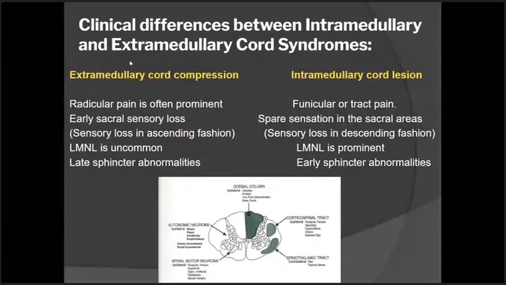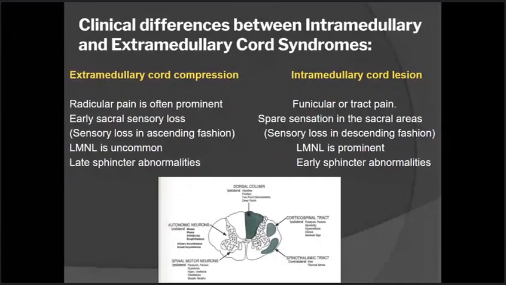If the lesion is extramedullary, it will compress the corticospinal tract before compressing the anterior horn, because the anterior horn is more inner, more central. So upper motor neuron signs appear before lower motor neuron signs. The sphincter is usually in what we call the intermediate horn. If the lesion is from within, intramedullary, the sphincter abnormality is early. But if it's extramedullary, coming from outside, it will be a late sphincter abnormality.